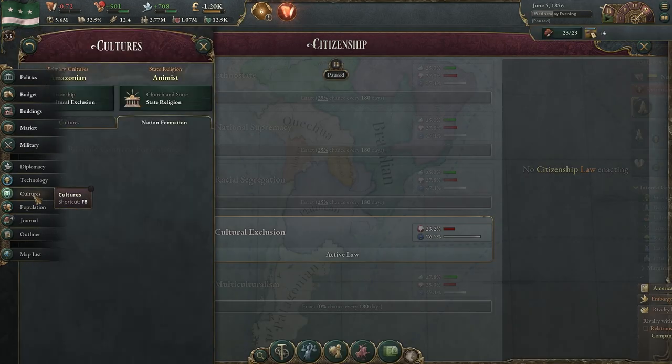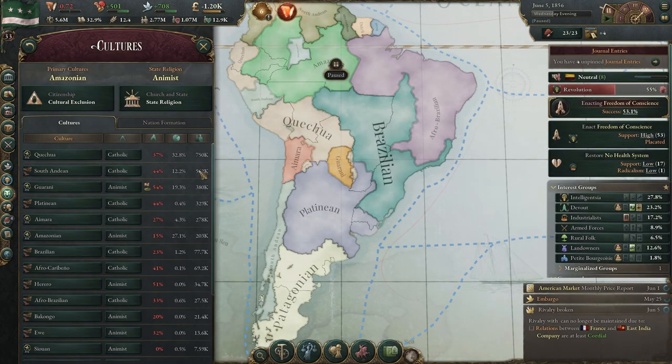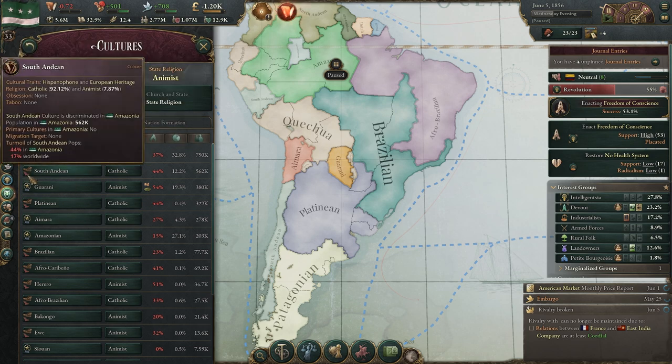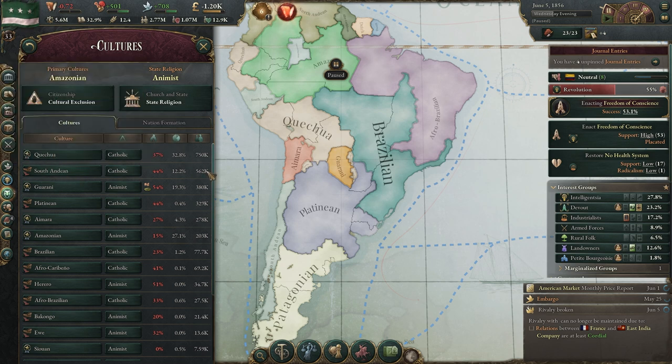If you swing over to your cultures tab, you can see all your cultures, and the ones with the stars here are the accepted. The ones with the little boot, and I think it's stepping on a profile, the person, I'm not really sure, they are discriminated. You could also hover over here, and you can see that this culture is discriminated. So like this second biggest group, 500,000 people, they're all discriminated and causing radicals.